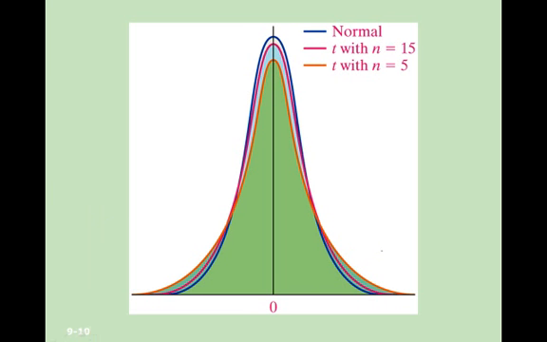In this figure, we see the t-distribution for the sample sizes n = 5 and n = 15, along with the standard normal density curve. So if we're looking at the picture from the top here, the first curve is the standard normal density curve. Next underneath it is the curve for the t-distribution with a sample size of 15, and then underneath that we have the one with sample size of n = 5.